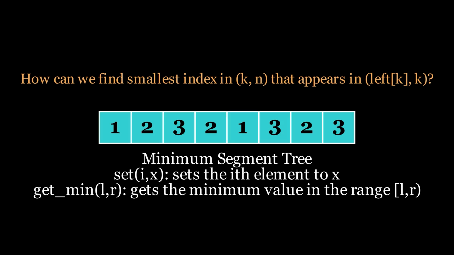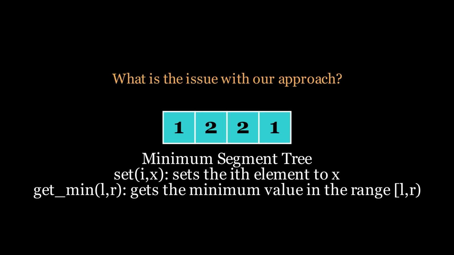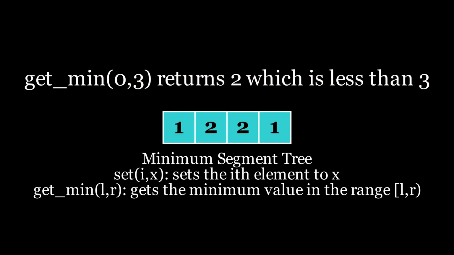Set(i, x) will set the ith element to x, and get_min(l, r) will get the minimum value in the range l to r exclusive. Let's set the ith element in the segment tree to right_i. We can use the minimum segment tree to query left_k to k and find the smallest value. But there's one issue. get_min(0, 3) returns 2, which is less than 3. How can we prevent this from happening?